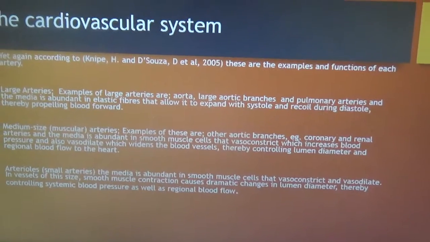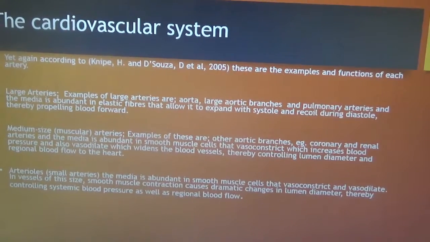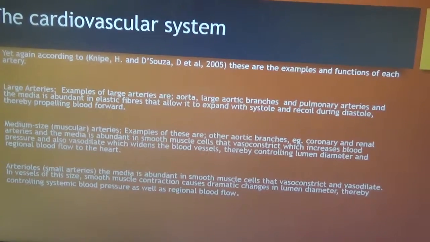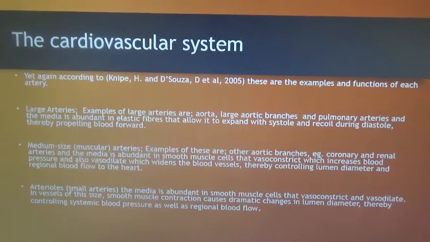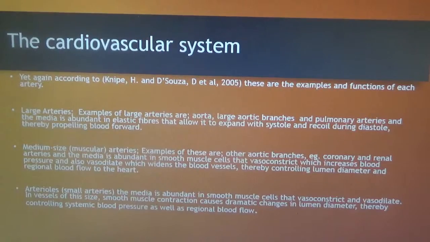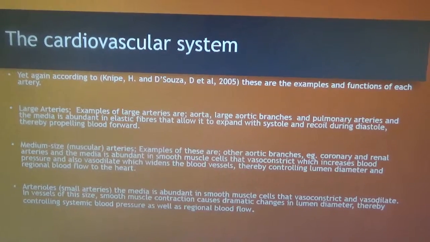Arterioles, otherwise known as small arteries. In this one, the media is abundant in smooth muscle cells that vasoconstrict and vasodilate. In vessels of this size, smooth muscle contraction causes changes in lumen diameter, thereby controlling systemic blood pressure as well as regional blood flow in this one.